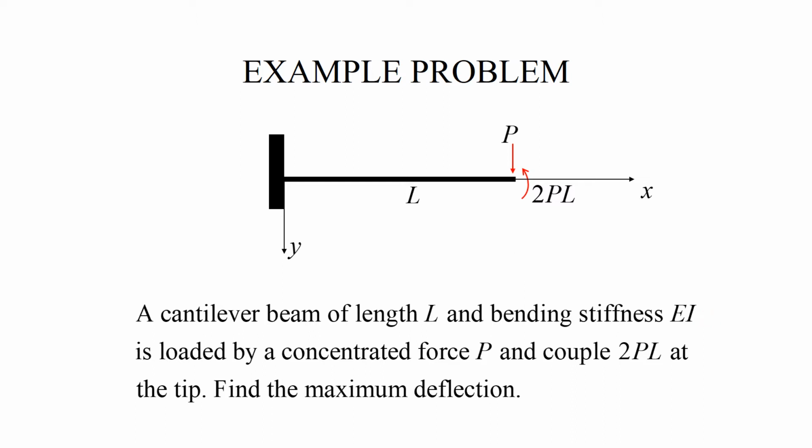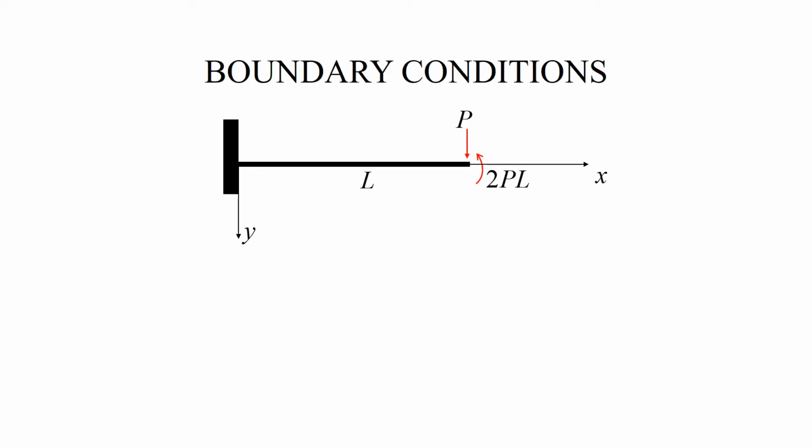The coordinates are chosen as usual for the beam problems. Our task is to find the maximum deflection of the beam. So I will solve this problem using the fourth order differential equation. And therefore, I will start with identifying the boundary conditions. In doing this, I will follow two guiding principles.